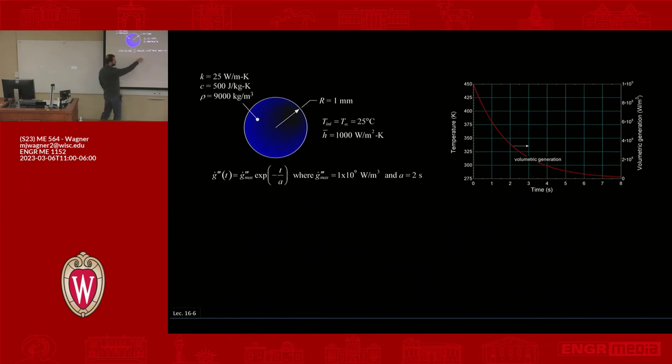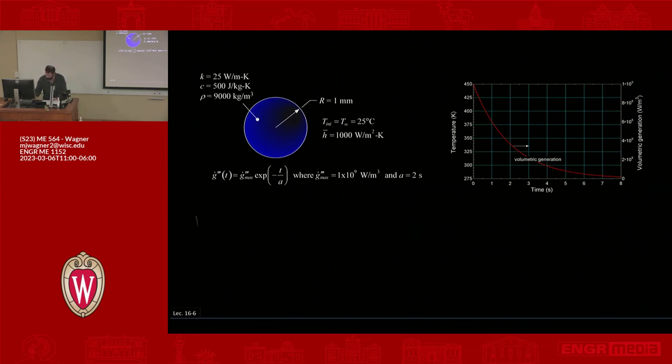So as you move forward, your volumetric generation is dropping. It looks like our decay constant is 2 seconds, so we see a pretty substantial decrease in 2 seconds. And our job is to model how the temperature of this thing behaves with time. In order to start on the Laplace transforms, we're going to start with a 0D problem, and then we'll extend it later to 1D. So we will first try to justify that we can use a 0D model here by computing the Biot number. So let's do that first.